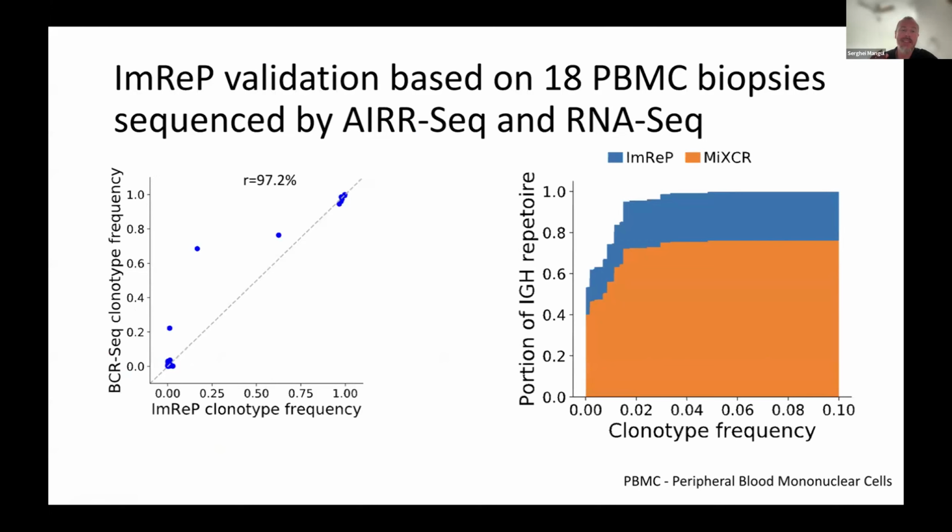We also asked the question, what is the fraction of the repertoire we are able to capture? And you can see that we are doing quite well. On average, we are capturing around 50% of the repertoire, especially of the clonotypes which are higher frequency. In other words, if the clonotype is rare, it's very, very hard to capture it.